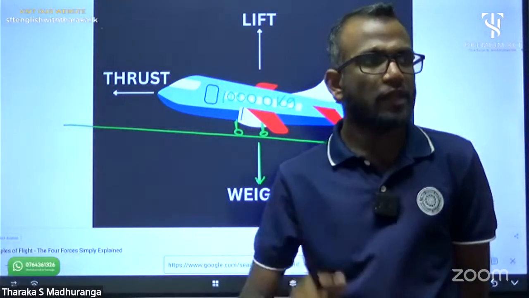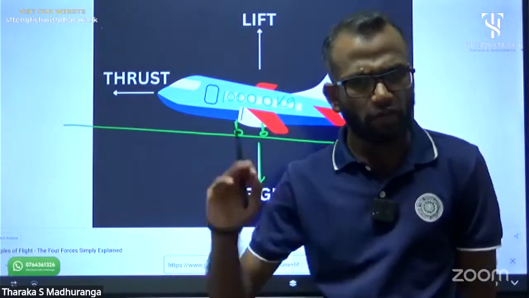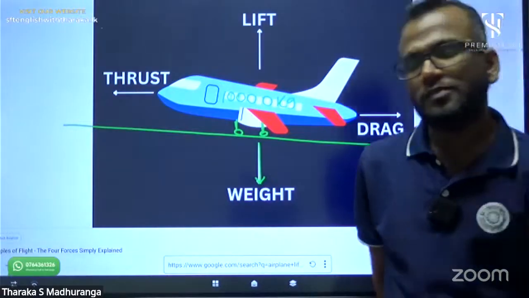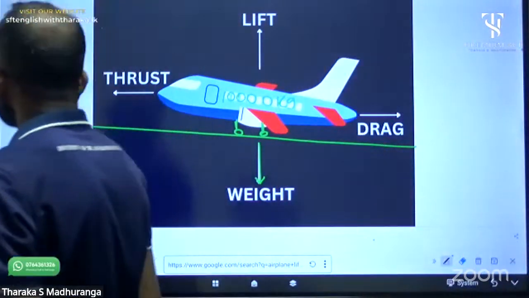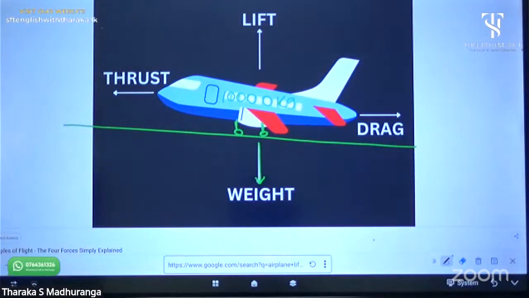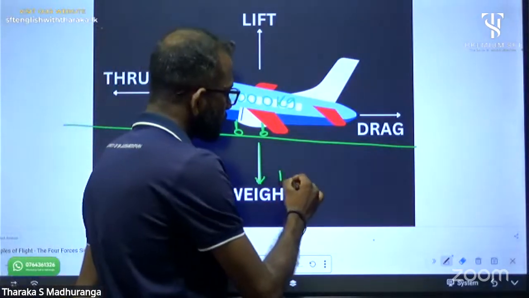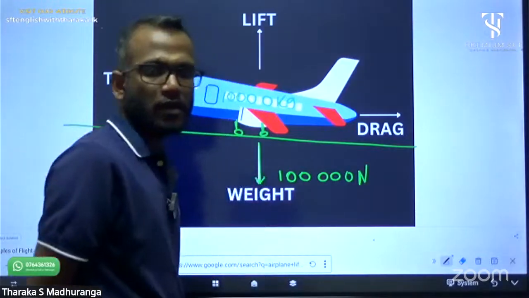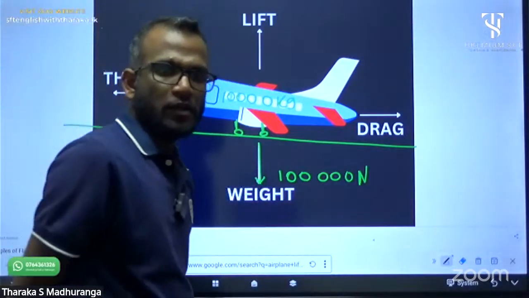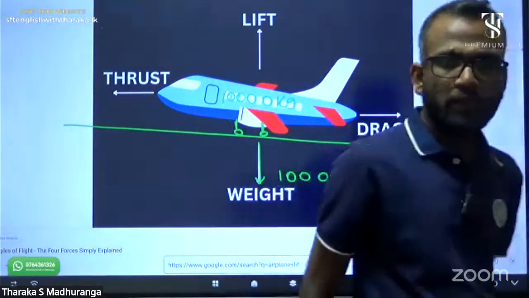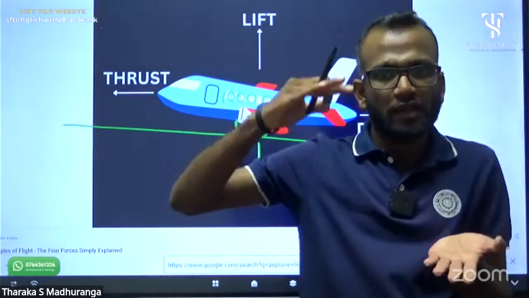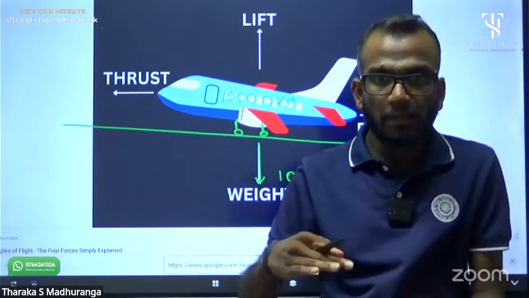Okay. Let's think there is a weight like that. It can be even more than that. Let's think about a small plane. Now, what is the weight? 100,000 Newton. Right. Now, is it possible to directly lift any airplane?